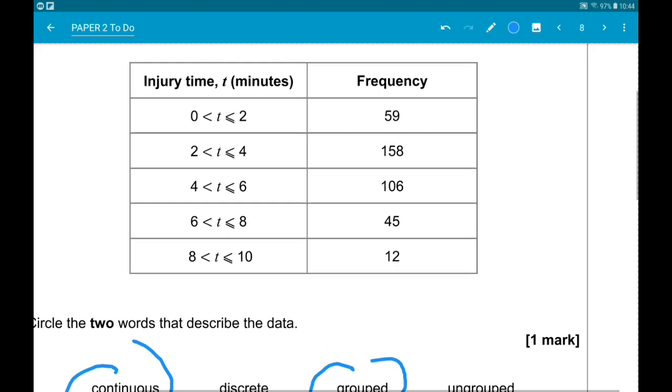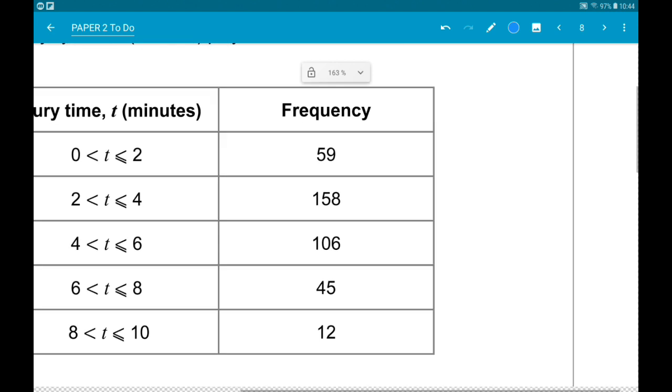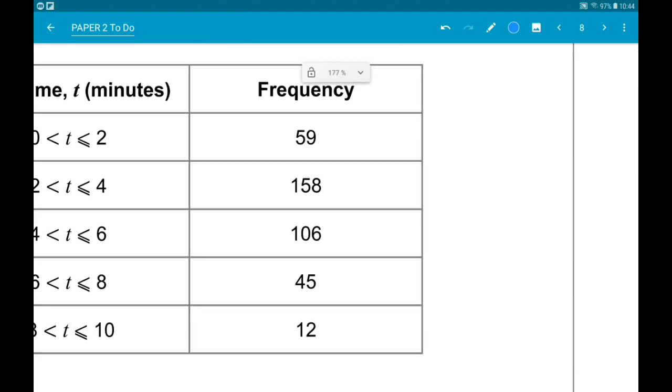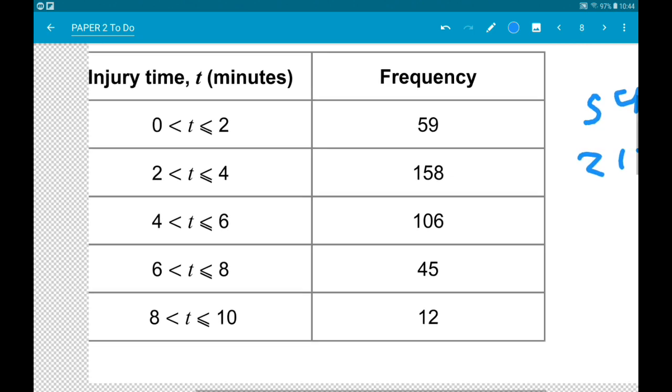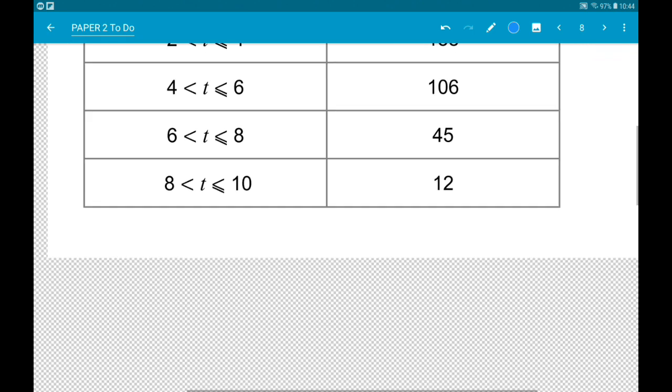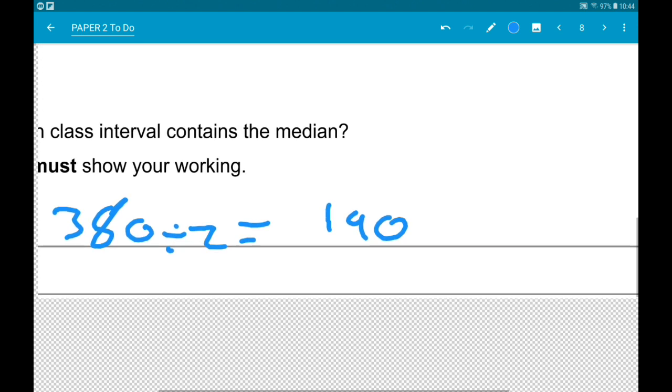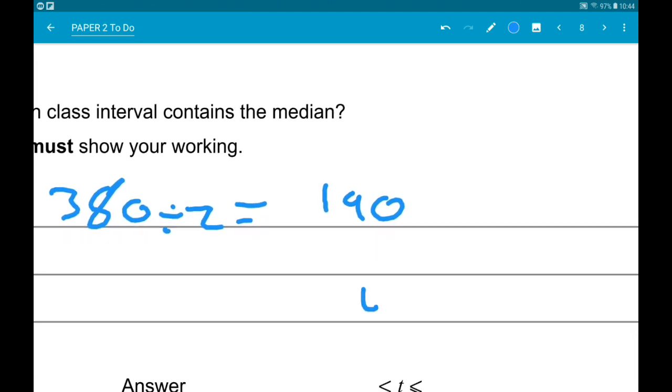So now we go through the frequencies and add them up until we get a number either 190 or greater. So 59 and 158 is 217. So the median lives in the second interval. T is greater than 2, less than or equal to 4.